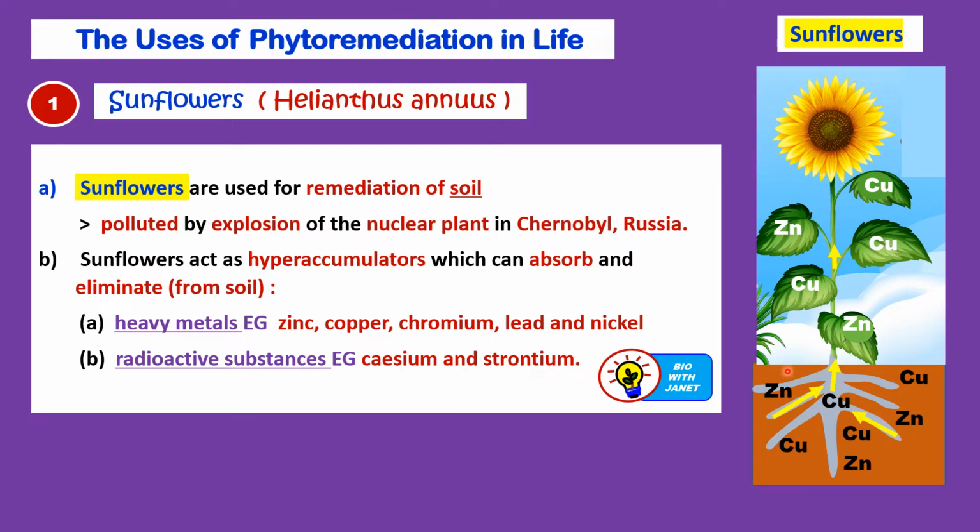So after they have absorbed these substances into the plant body, then these plants will be extracted or taken out, and they will be disposed of in a proper way. So sunflowers are very useful to absorb and eliminate heavy metals and radioactive substances. For example, in areas where there are nuclear explosions, even in another place in Japan, which we call Fukushima, where there was also the explosion of a nuclear plant during a tsunami.